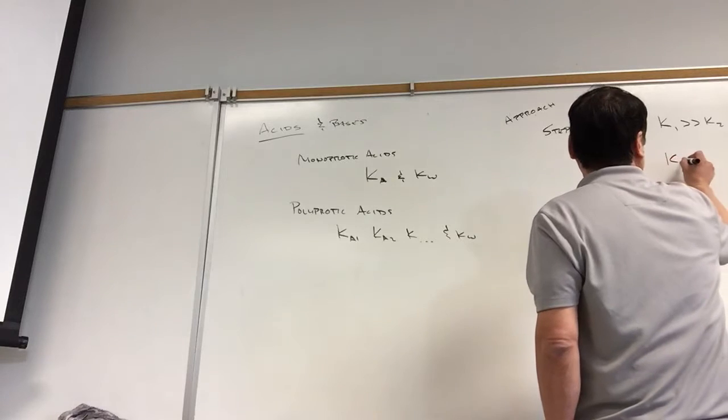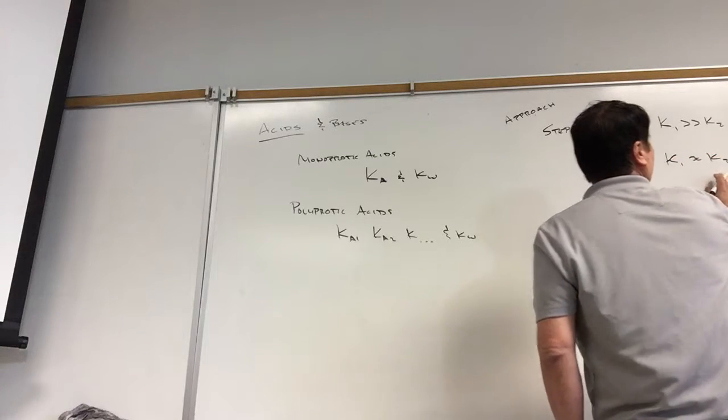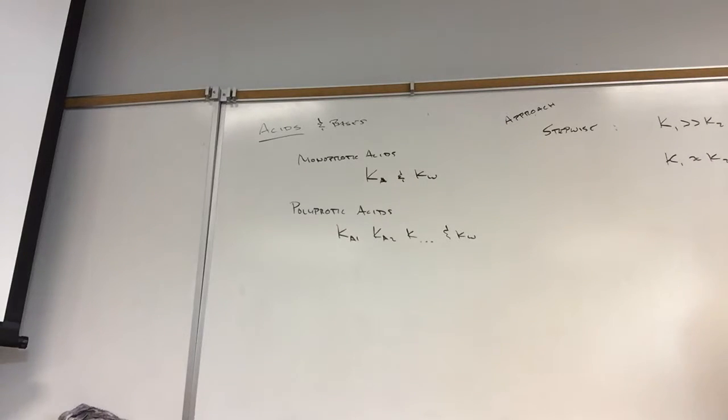But if the steps have similar K's, let's say K1 and K2 are quite close, then typically these must be simultaneously solved. So we can get an idea by looking at the K values for the acids. So let's take a look at some K values.